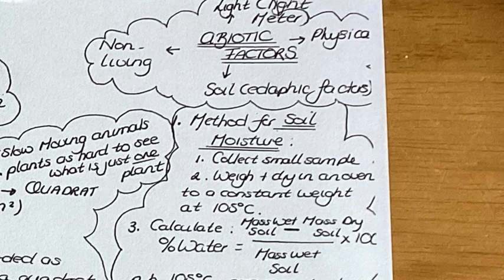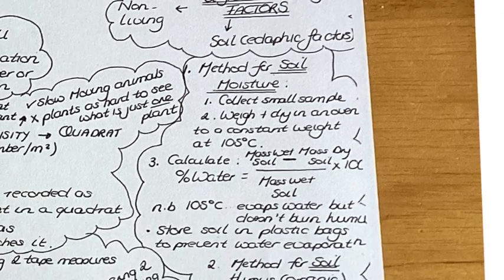So I mentioned abiotic factors. These are non-living factors, and I've mentioned these ones. They might also be called physical factors, and edaphic factors are soil factors. Now you have to be able to describe how you would measure the soil moisture content. So let me take you through this.